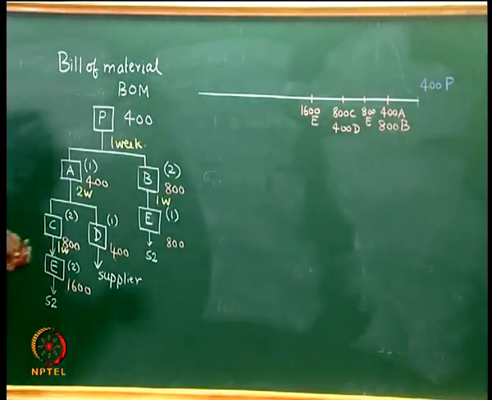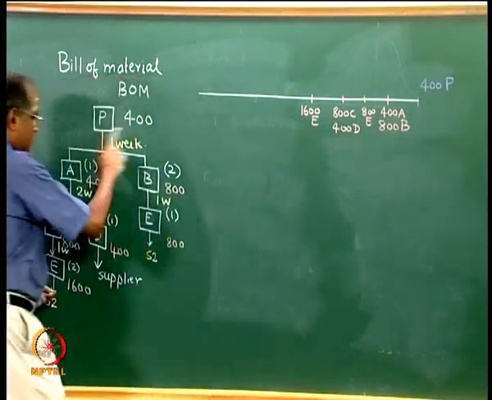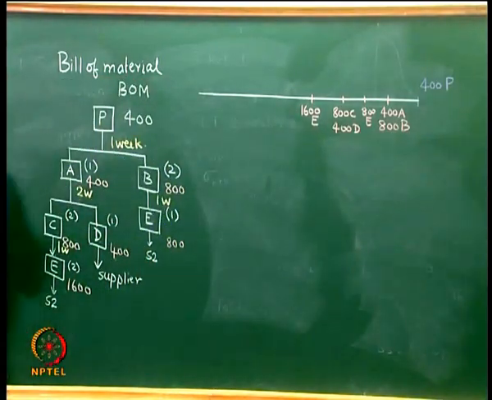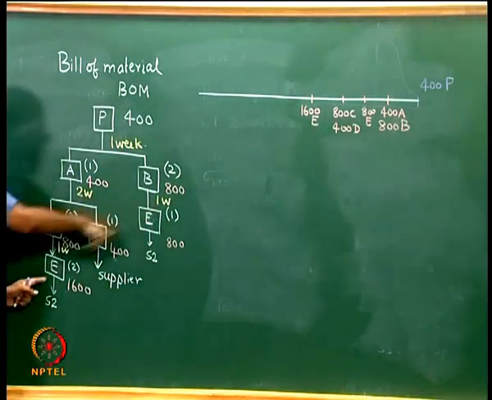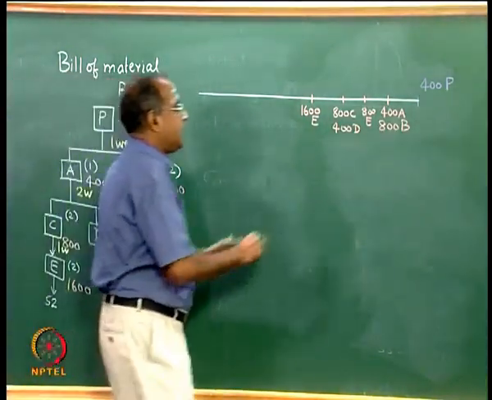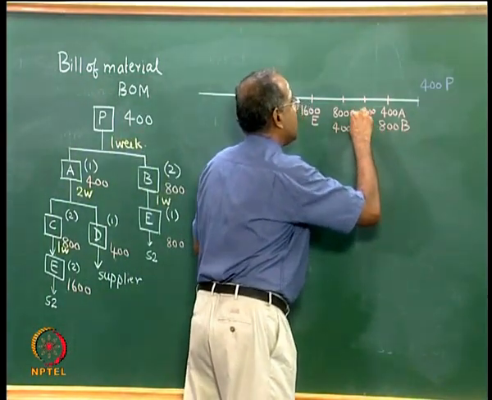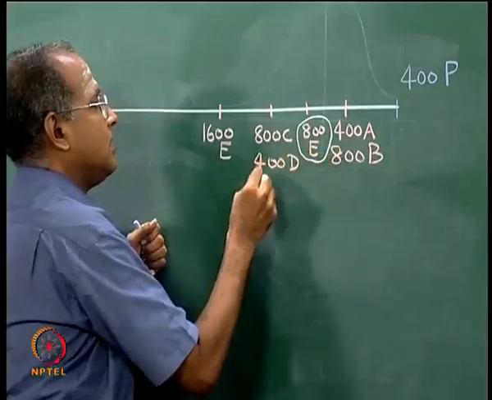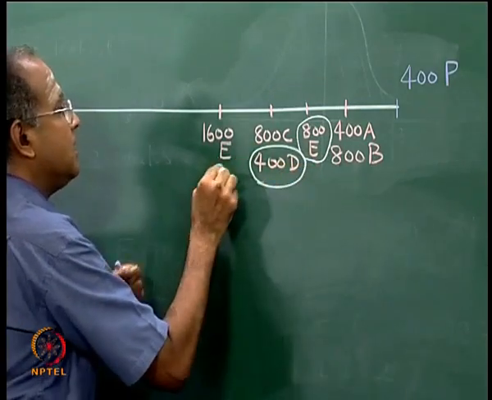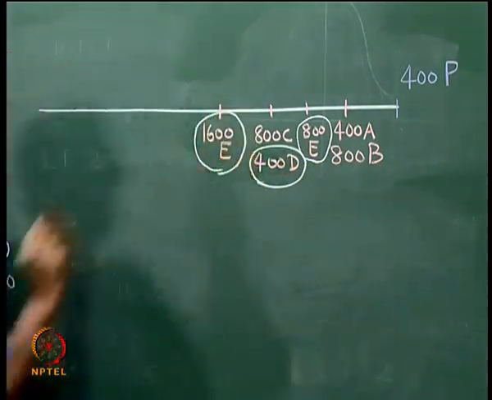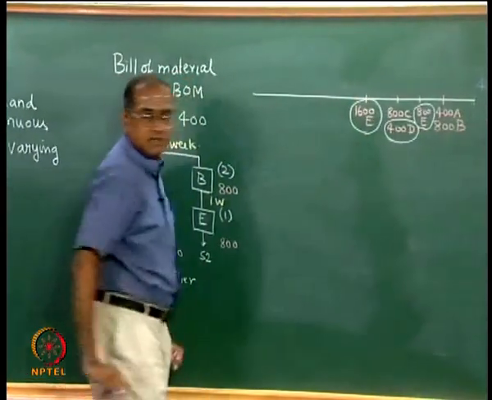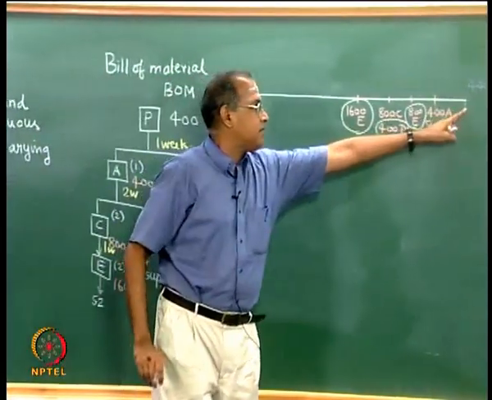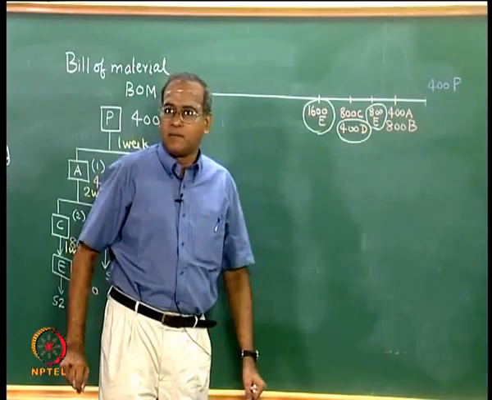So now, if I need 400 of P at the end of this month, what are the things I have to go to the vendor and buy? The things I buy from the vendor are E and D at the end of it. So I need to have 800 of E, I need to have 400 of D, and I need to have 1600 of E. These are the three things that I need here. So now this has been translated to this, and if I need 400 of P here, this is what I need.